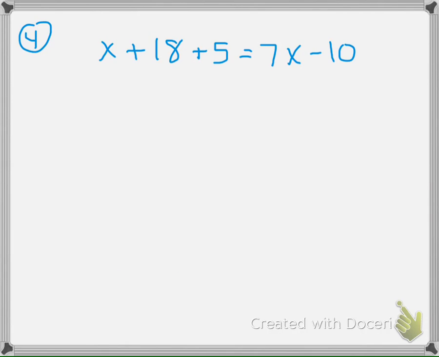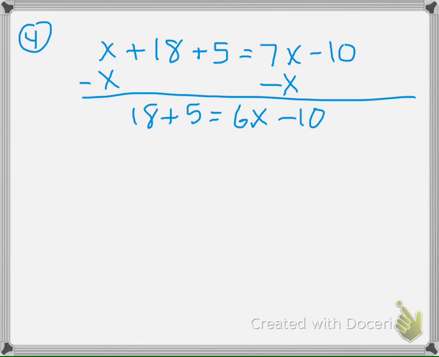Okay, problem number 4, last problem for today. It's a little longer, so it's going to be one extra step. Now, I'm going to start by getting x onto one side. So I can either subtract 1x on both sides, or I can subtract 7x on both sides. It's going to be easier for me to subtract an x on both sides. So I'm left with 18 plus 5 equals 6x minus 10.